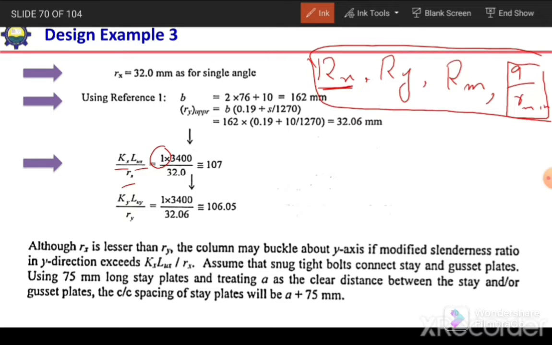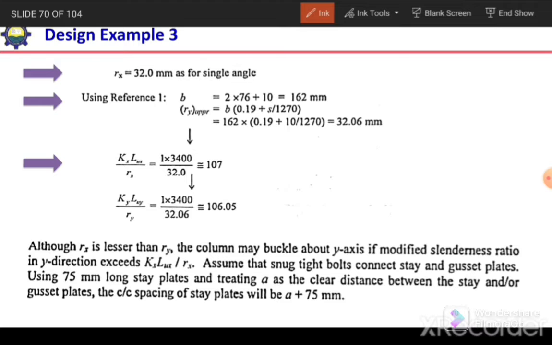So K is 1 in case of truss member, L is 3400 and Rx is 32. We can select this value from the table. So it is 32, and the slenderness ratio comes out to be 107. To calculate the slenderness ratio about the y-axis, we need to calculate the Ry value for the built-up section.